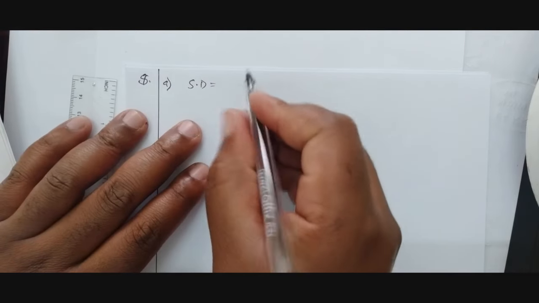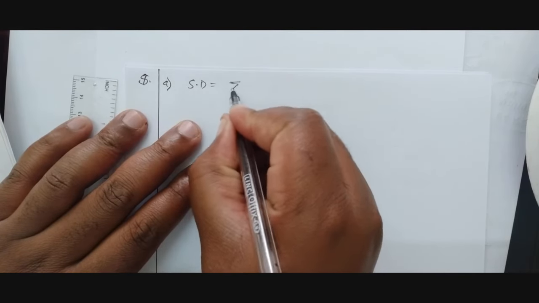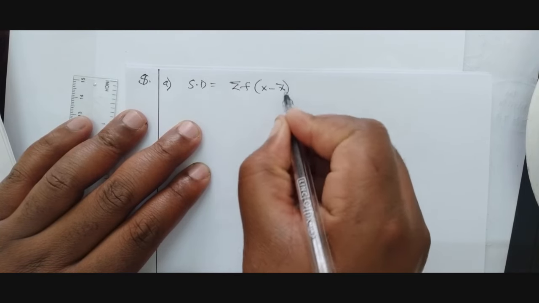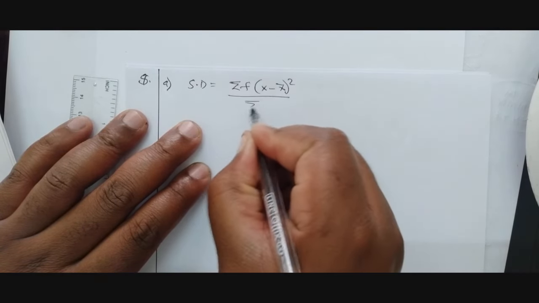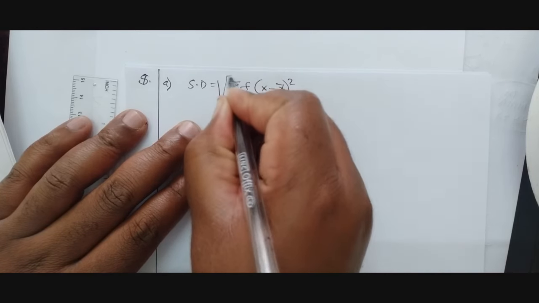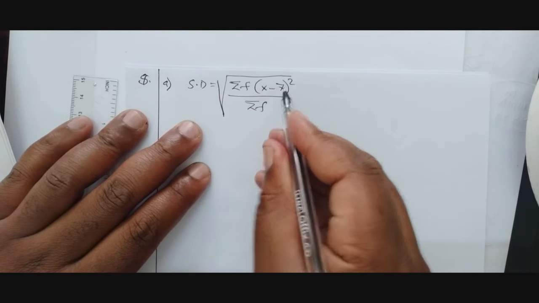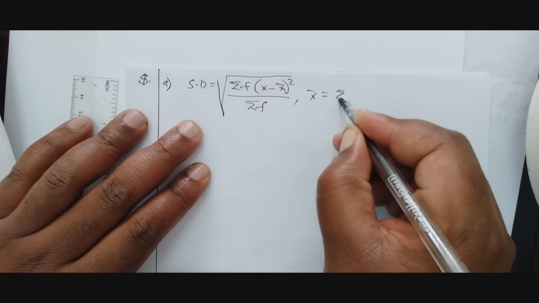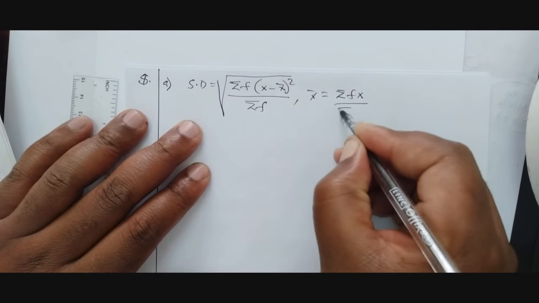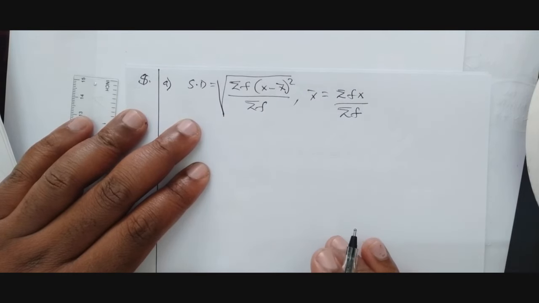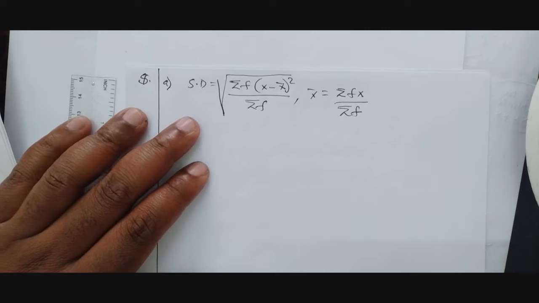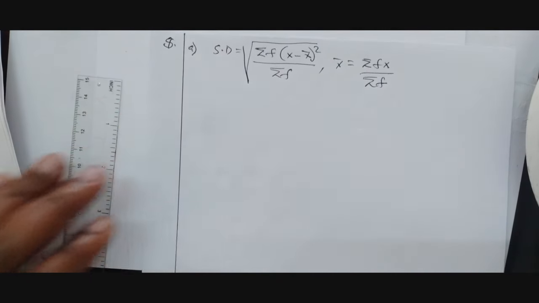or formulas. We'll say summation of f, open bracket, x minus x bar squared, divided by summation of f. Everything you square root. Now, what is x bar? X bar is the mean that is given by summation of f of x divided by sum of f. Or you can use another formula and use a table. But here we shall not use a table, try to get it direct.